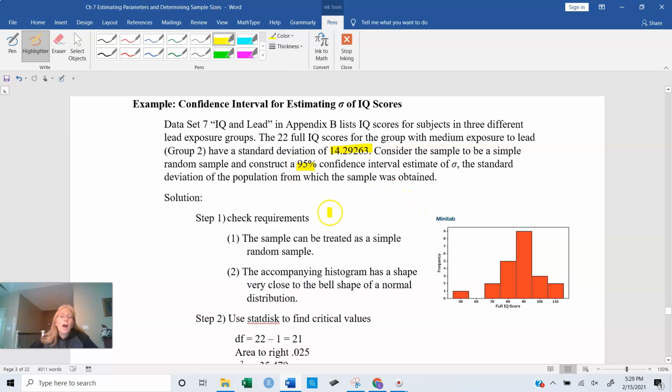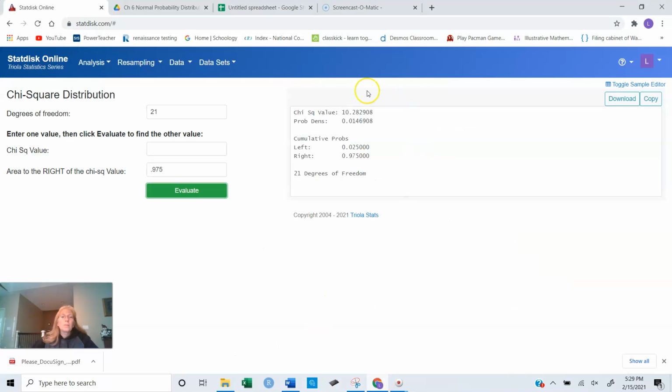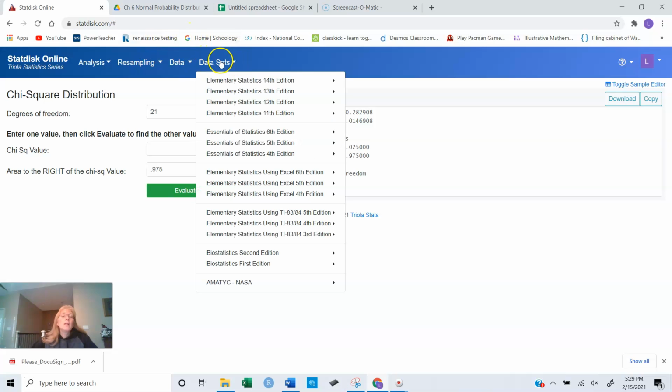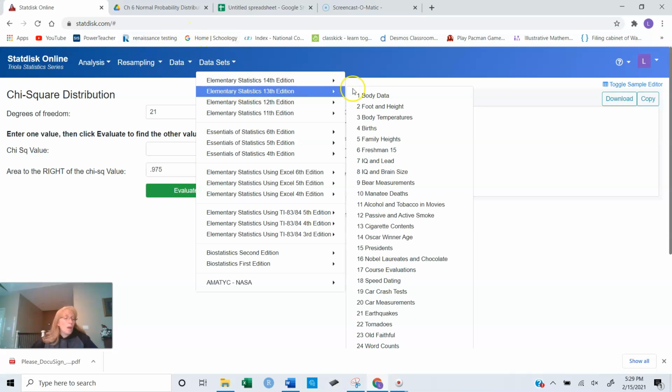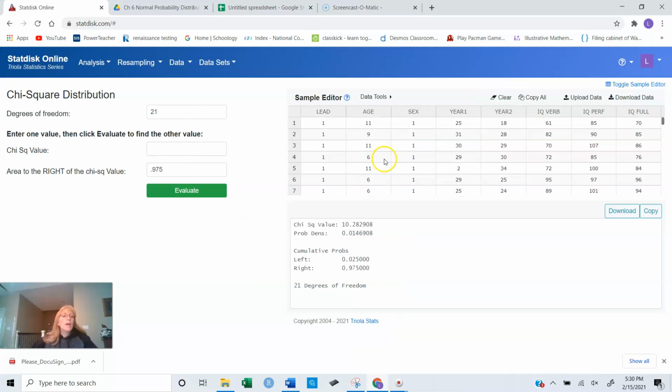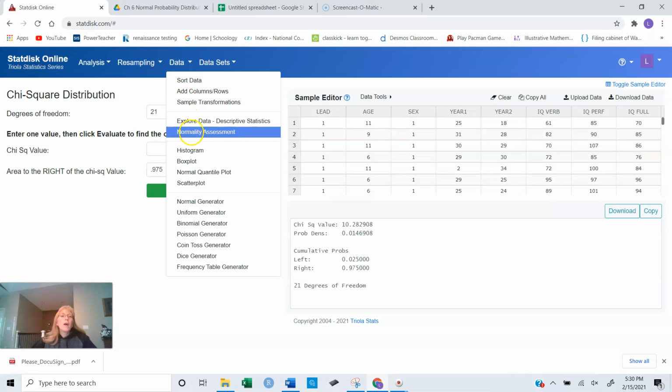All right, first, we have to check the requirements. The sample can be treated as a simple random sample. The histogram has a shape that is normal to the distribution. So when you're in StatDisk, you're going to go to your data sets, your 13, and we are on number 7, IQ and lead. All right, and now we're going to do data, and we're going to check for normality.